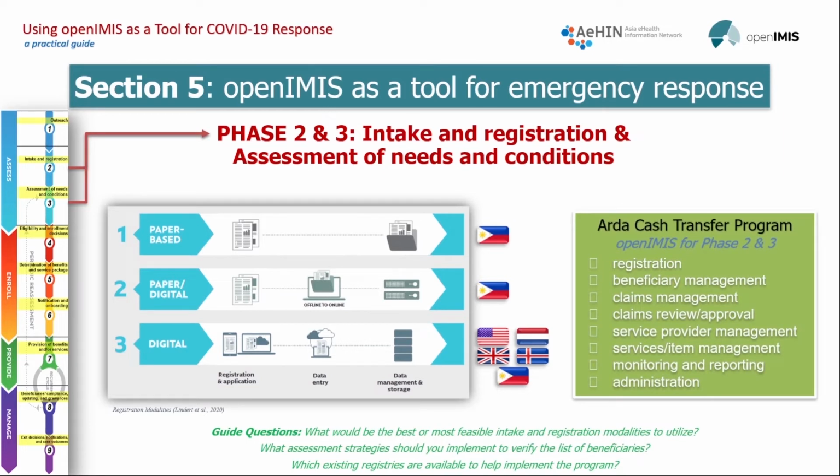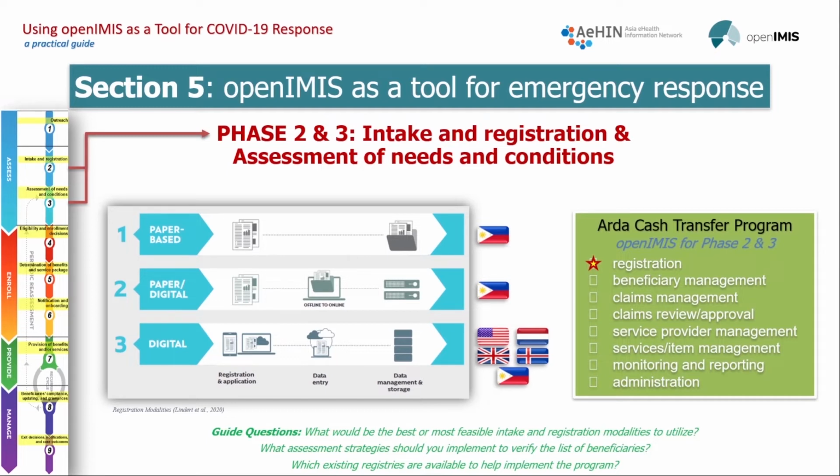Going back to our ARDA cash transfer program, the target Ardanians probably have a diverse range of socioeconomic backgrounds, which would need a multi-pronged approach. Intake and registration can be done through on-demand registration kiosks using digital technology and door-to-door mass registration for those with poor technology access. Assessment can be based on worker lists from transport companies, business permit databases for small enterprise owners, and existing lists of indigents from welfare agencies.